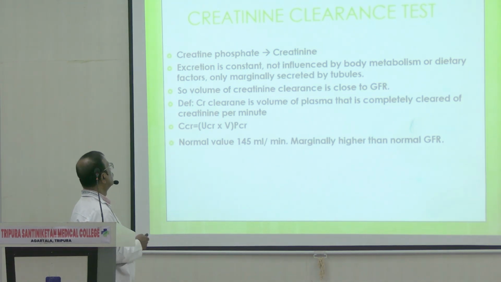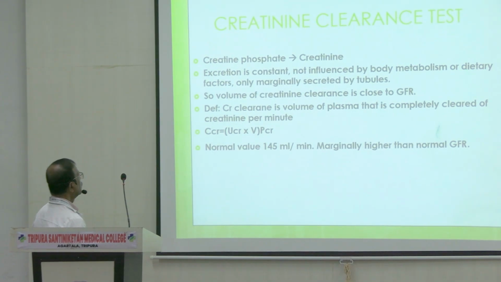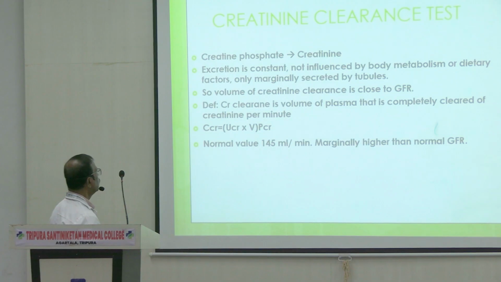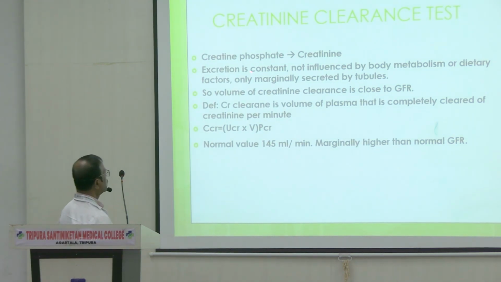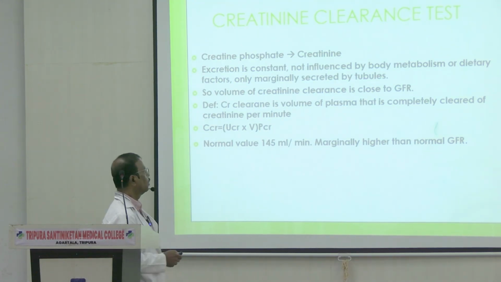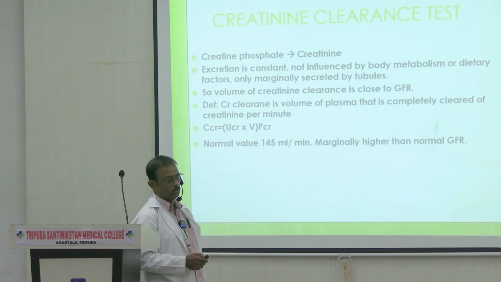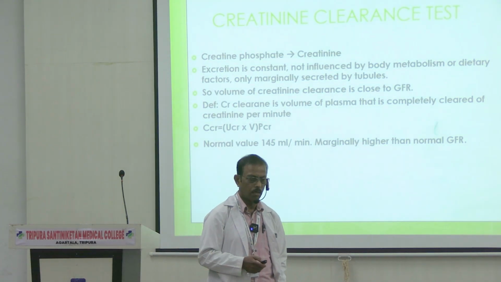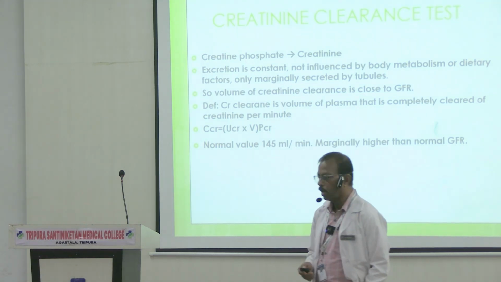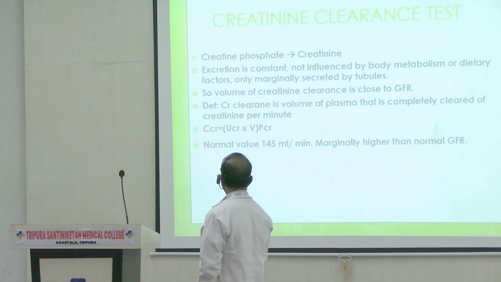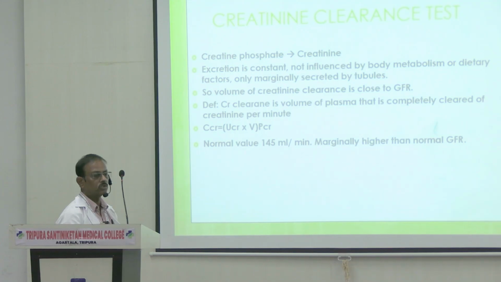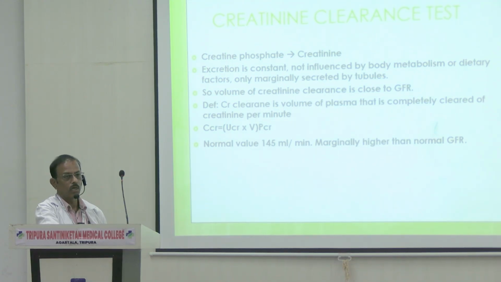Creatinine is derived from the creatine phosphate of the muscle. Its excretion is constant, not influenced by body metabolism or dietary factor, only marginally secreted by the tubules. So if we determine glomerular clearance function using creatinine, then it is almost near to the glomerular filtration rate.